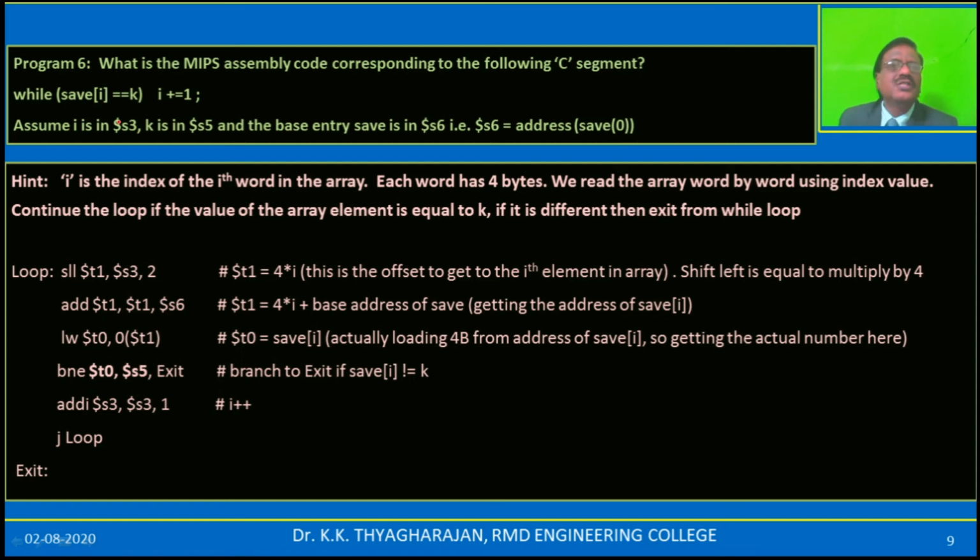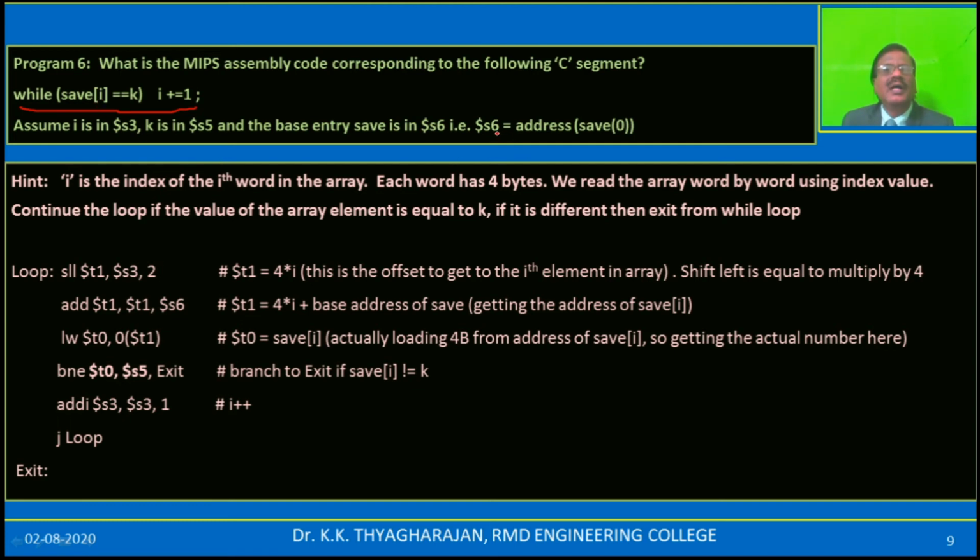So in this next program, we have to write MIPS assembly instructions to implement this one. That is, while save of i is equal to k, then i is equal to i plus 1. The meaning of this one is i is incremented by 1. So here save of i means it is an array, and it has a base value and offset value. Offset value is related to this index, right?